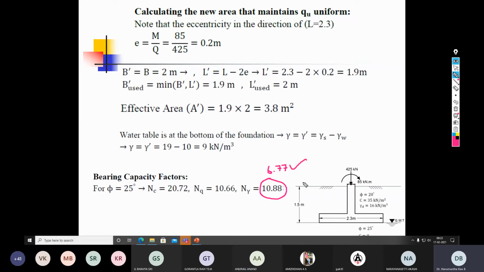Sir, once again, could you please explain why B dash is equal to B and not B minus 2e? Okay.